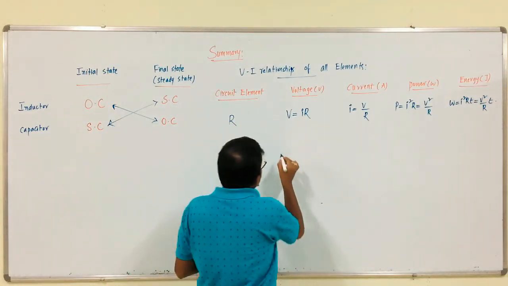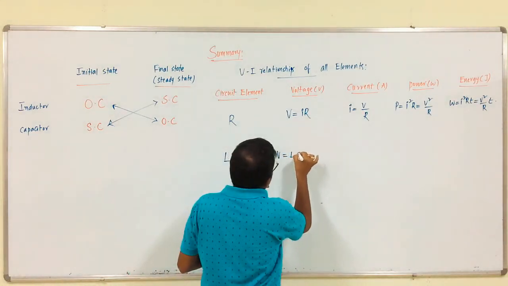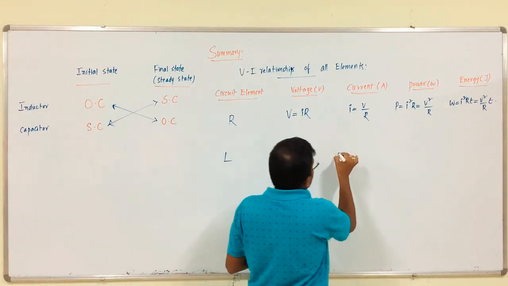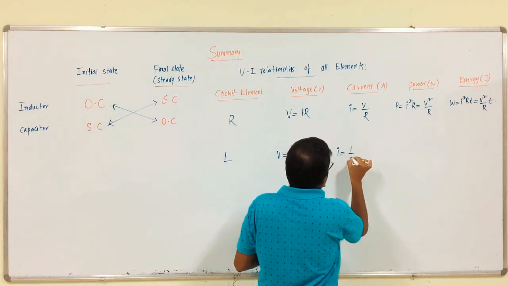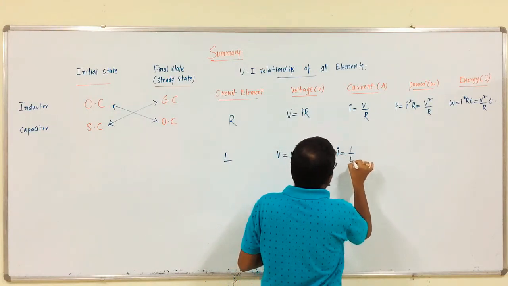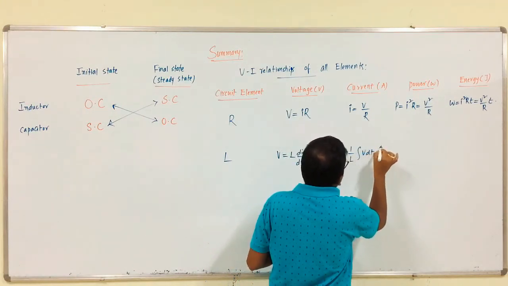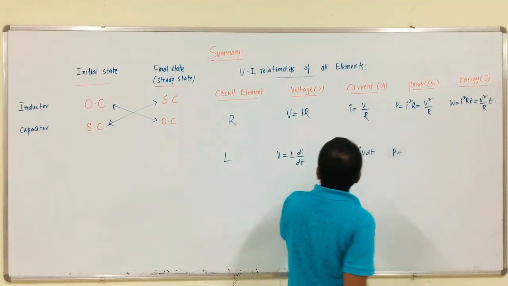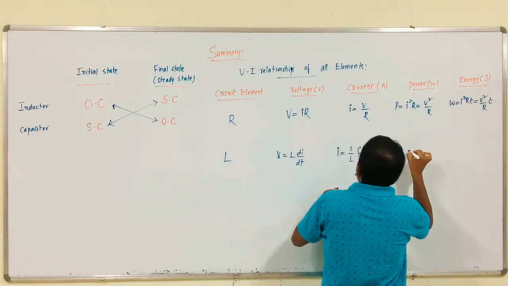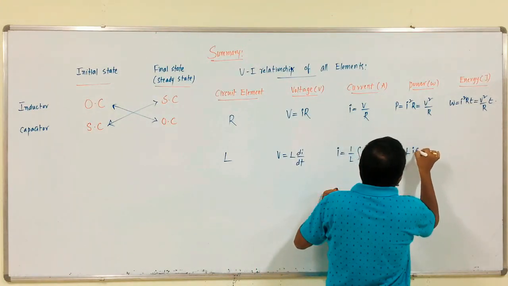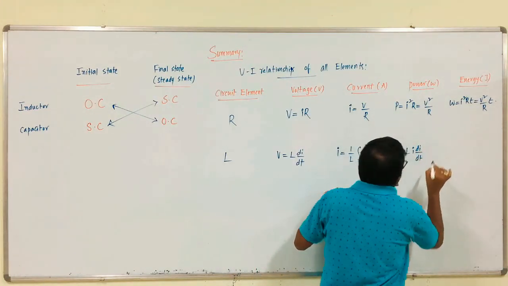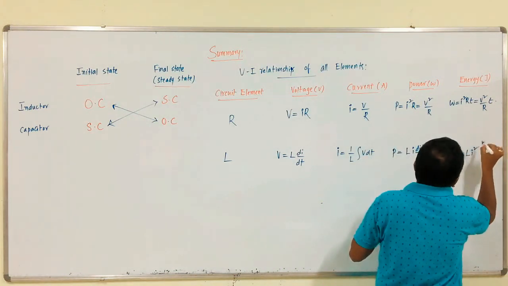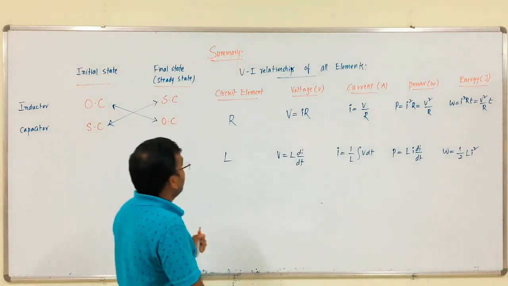Next, L. From this, V equals what? L into di by dt, right. Then what is the current? 1 by L integral V dt. Next, what is the power? Vi, no? L into i into di by dt. What is the energy? Half L I square. That is it.